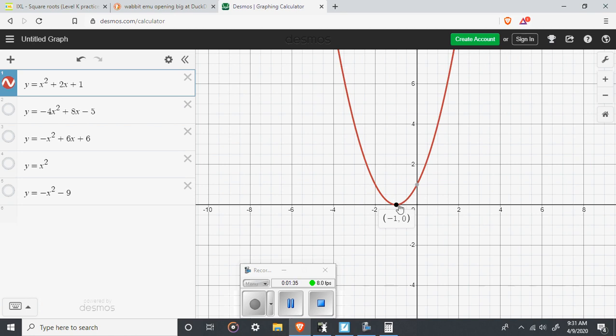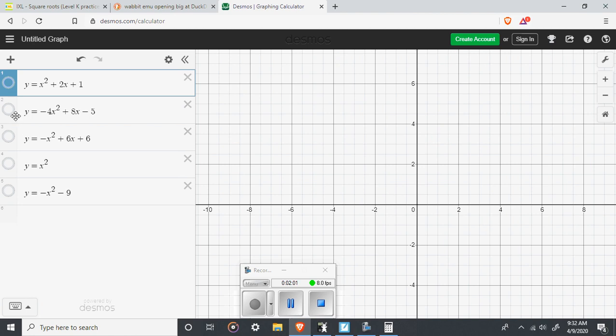Your vertex is always a point. In this case, your point is (-1, 0). So your vertex is (-1, 0), and it is the minimum. If they said, what's the minimum? Your minimum would be 0. That's as low as it gets. So coming down, coming down, what's the lowest point? It hits 0, and it bounces back up.